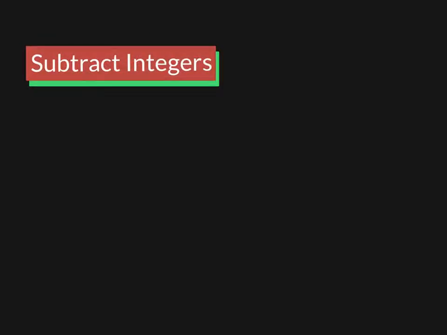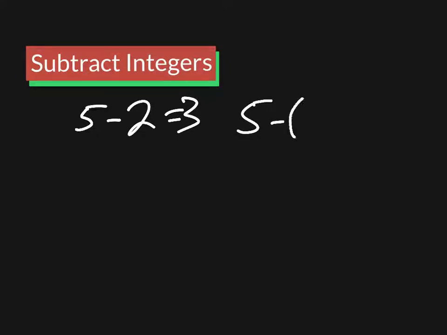Consider the following. 5 minus 2, which is the same as plus 5 minus plus 2, is equal to 3. However, 5 minus minus 2 is actually equal to positive 7.